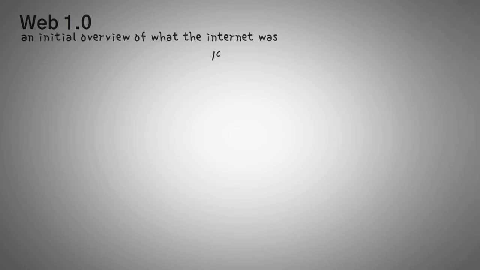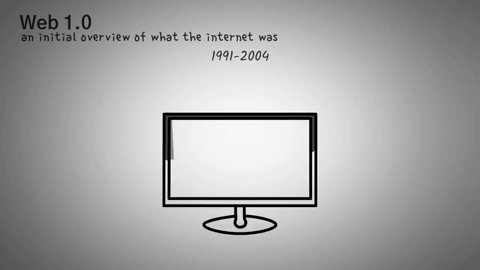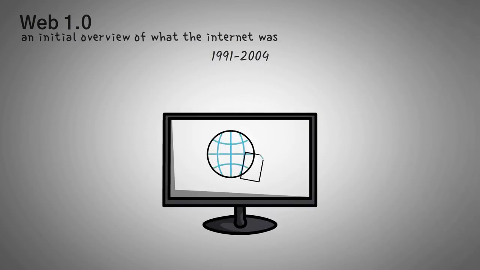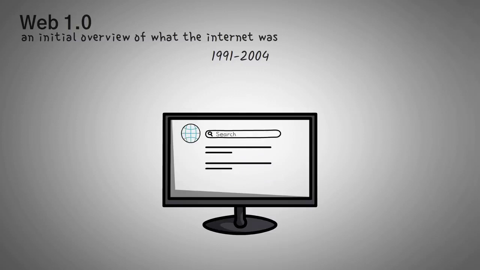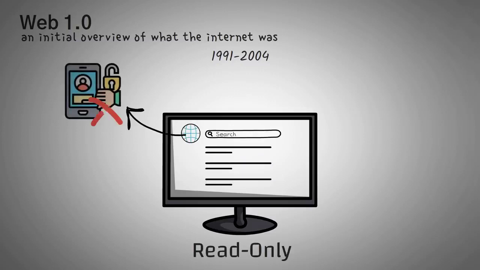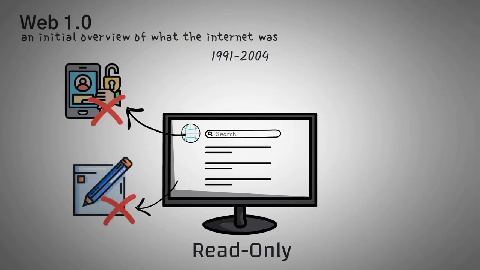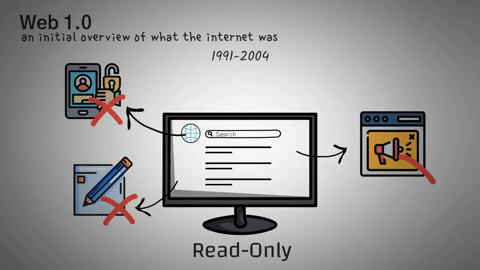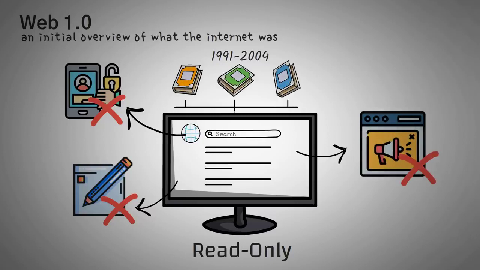Between the years of 1991 and 2004, the internet was mostly a bunch of static pages, meaning that whenever you loaded them, they just showed some stuff and that was it. Some called it read-only. There wasn't any logging in or interacting with posts or viewing analytics. Most of the early internet wasn't even profitable by ads. It was mostly just like one big Wikipedia all hyperlinked together.